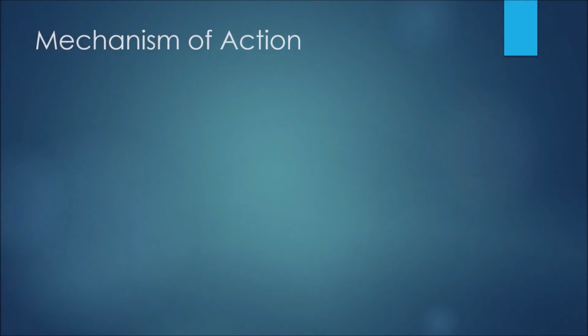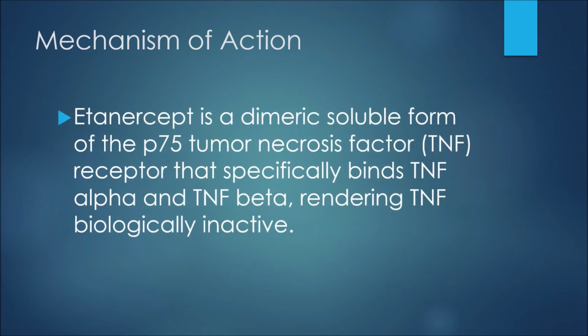So the first thing to discuss here would be the mechanism of action or how this medication works. So Etanercept is a dimeric soluble form of the P75 tumor necrosis factor, or TNF, receptor that specifically binds TNF alpha and TNF beta, rendering TNF biologically inactive.